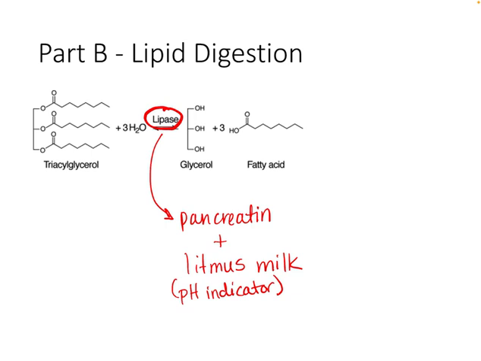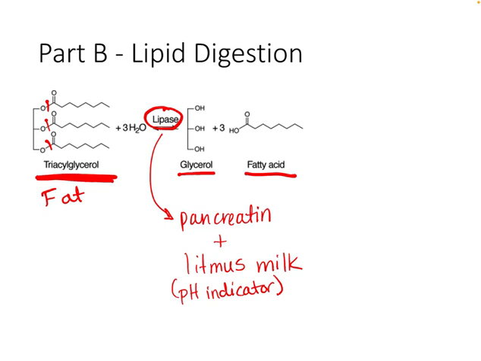Now, the reason that we have pH indicator in the milk is we want to track whether our products are acidic or basic, and that will tell us if a reaction occurred. So looking up above, we have something pretty similar to the fat that's found in milk. So let's just write fat here. And when we add lipase, that's going to break apart the fatty acid portion from the glycerol portion. So we saw this in lecture before.